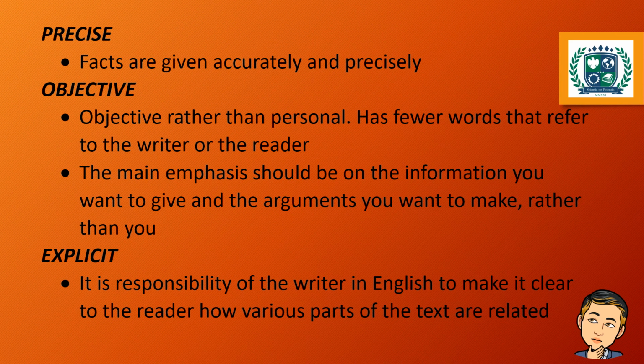Precise. Facts are given accurately and precisely. Objective. Objective rather than personal. Has fewer words that refer to the writer or to the reader. The main emphasis should be on the information you want to give and the arguments you want to make rather than you. Explicit. It is the responsibility of the writer in English to make it clear to the reader how various parts of the text are related.